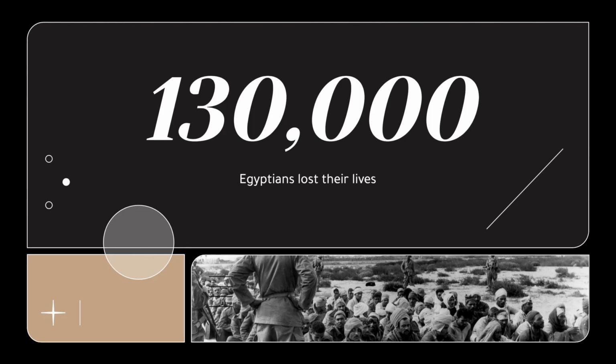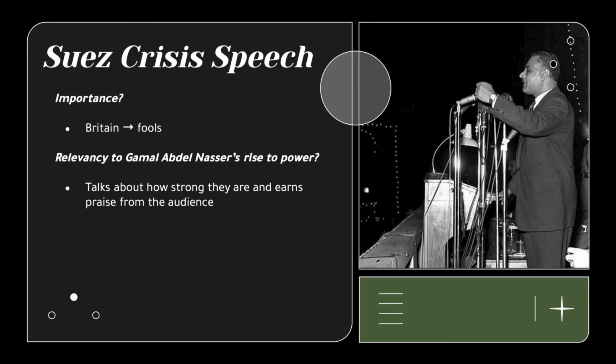Unfortunately, as a result of all this fighting, around 130,000 Egyptians lost their lives. In this speech, he mentions how strong they are as a country. Nasser believes that Britain is a fool. He keeps talking about how Britain would insult them so much, how they would pay so much money for weapons and everything, and how they would deploy so many troops and lose. He basically made fun of them and called out their flaws.